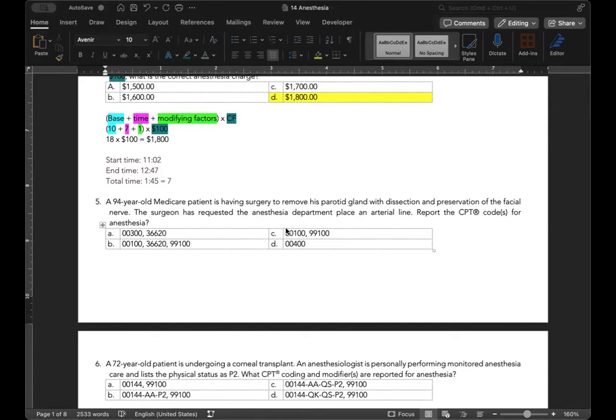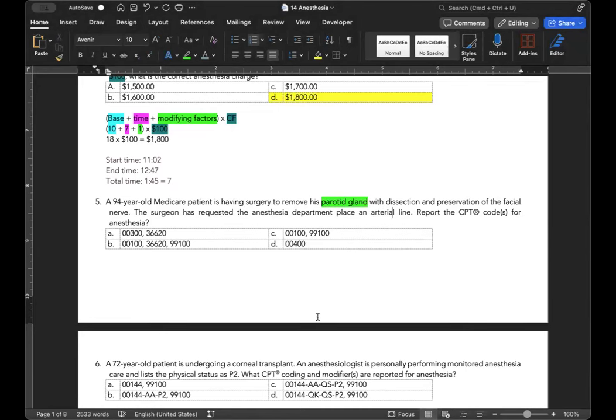So 00100 is for anesthesia on procedures of salivary glands, and that includes any biopsy. So we are removing a parotid gland. Does everybody know what a parotid gland is? I don't think so. It is actually one of your salivary glands. It's one of the specific ones. You have multiple different types of salivary glands, and your parotid gland is one of those.